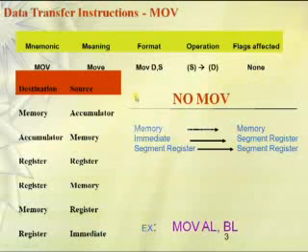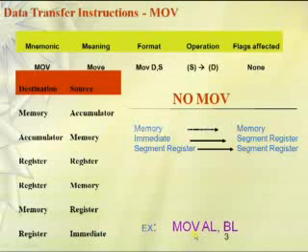Now, let us see the allowed sources and destinations. You can perform a move operation between accumulator and memory, memory and accumulator, register and register, memory to register, register to memory, and immediate value to register. But we cannot go with some operands. Memory to memory transfer is not possible in the 8086 microprocessor. We cannot initialize a segment register with an immediate value, and we cannot copy a segment register into another segment register. These are the operands we should not use with the MOV instruction.